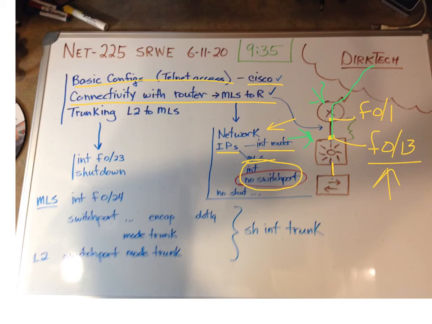Okay, port 23 we want to shut down. Port 24 would be our trunk, and if it's a 3550, it'll trunk automatically probably, and then you can go in, set the encapsulation to .1Q, and then set switchport mode trunk on your layer 2 device. Switchport mode trunk, show trunk to see them.